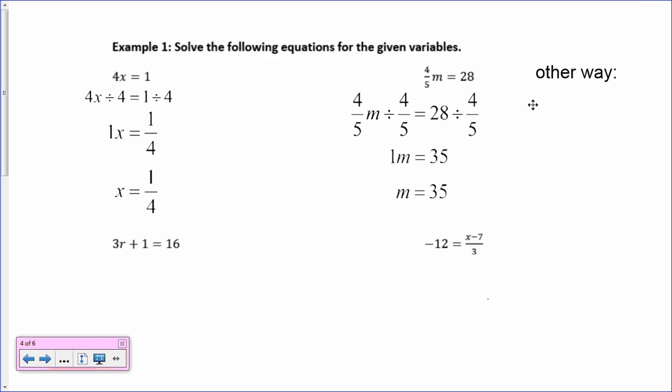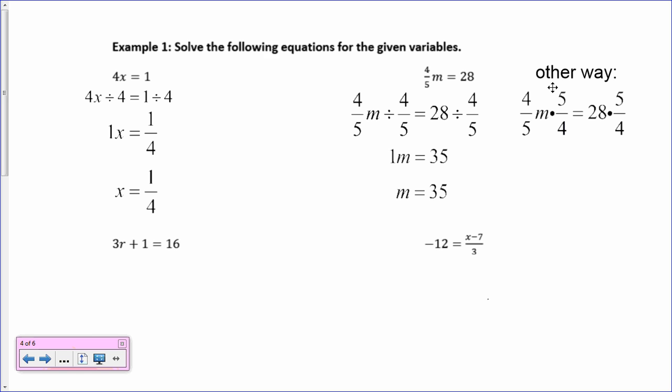Okay, so instead of dividing by 4/5, what's another way I can get 1? I can change the 4/5 into a 1. Not just dividing by itself, but I could also multiply by its reciprocal. 4/5 times 5/4 will give me 1m.